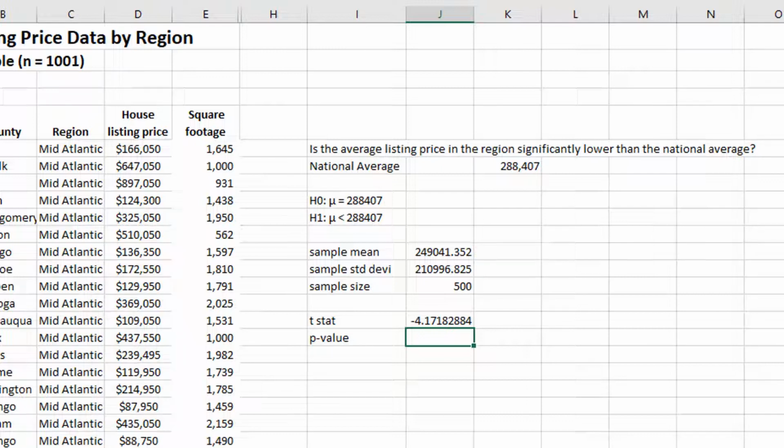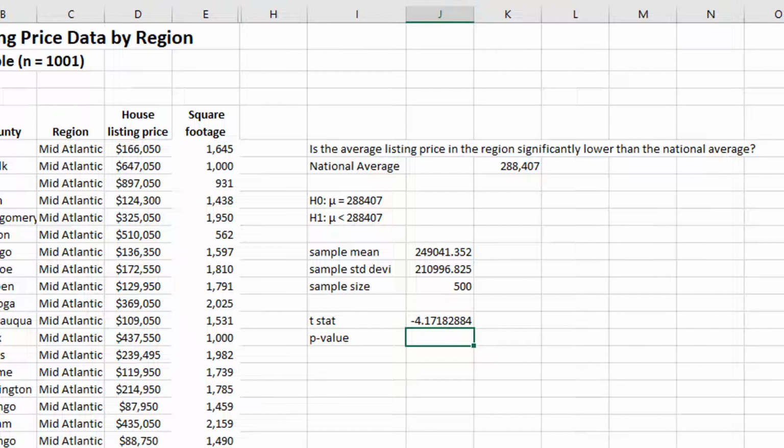It's fairly extreme, although in some of the regions you get a far more extreme t-statistic, probably. But anyway, you're going to get something different because you have a different random sample. But here, in the distribution, negative 4 is far off to the left. It seems to me there's a lot of evidence supporting the alternative hypothesis. This is much lower than 288,000.